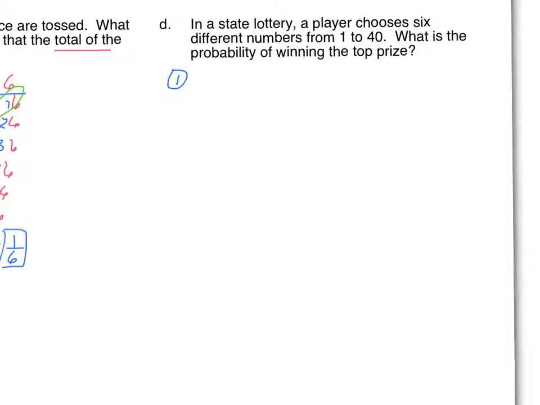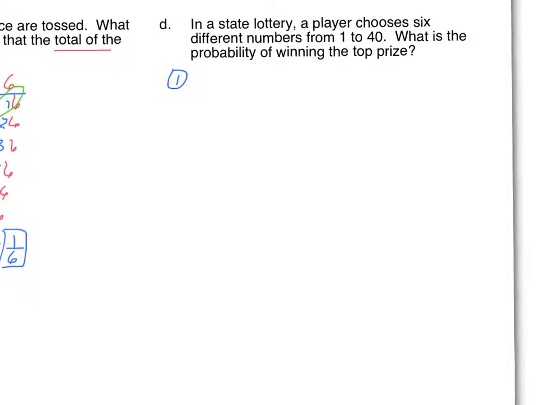1 to 40? What number? So I'm trying to find the total possible outcomes. I want them to be different numbers, so I can't put 6, 6, 5, 5. Right, because with the lottery, and that's a good question, when you have the numbers 1 through 40, you're not going to be able to repeat any numbers.